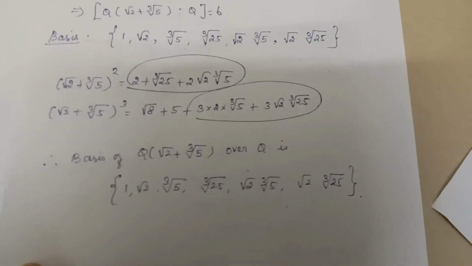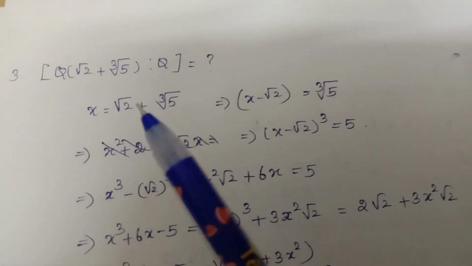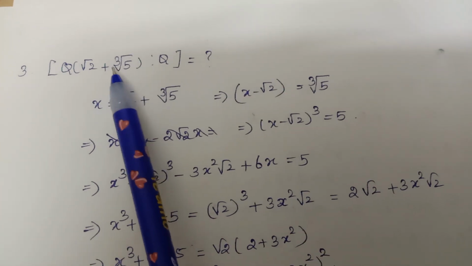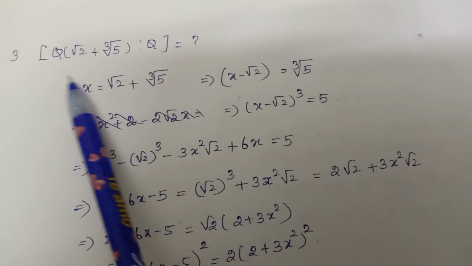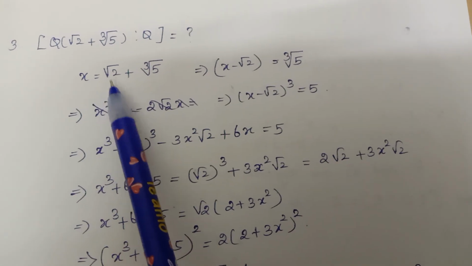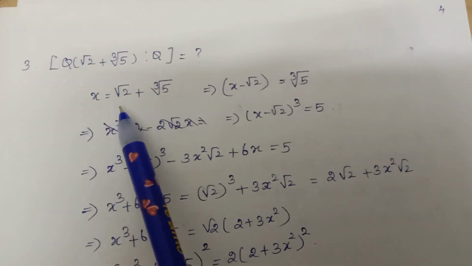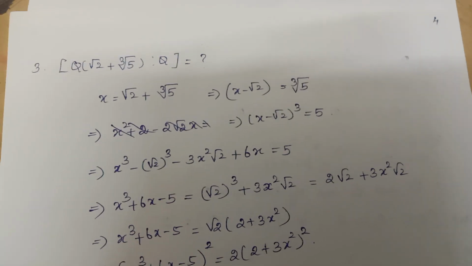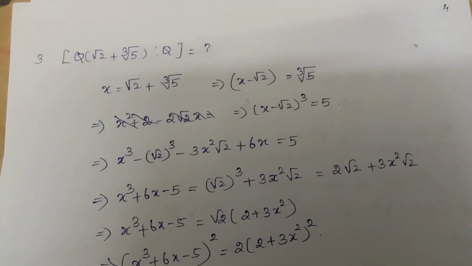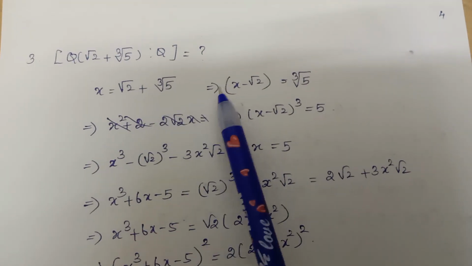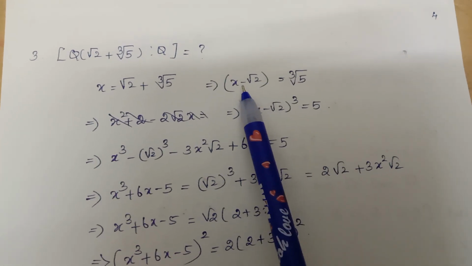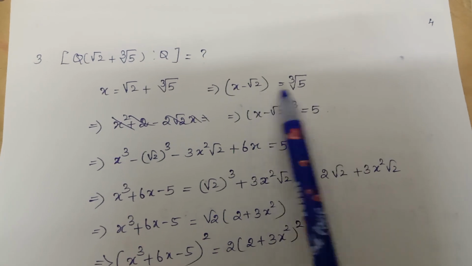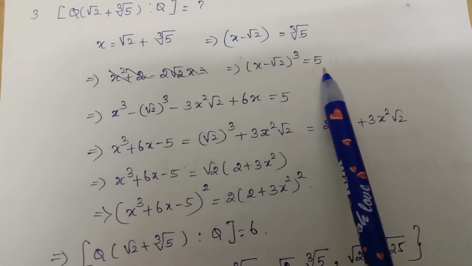Okay, then next one, degree of Q(root 2 plus cubic root of 5) over Q. Again the same thing, you take the element as x, square it or cube it, whatever you do, so that you get a polynomial whose coefficients are purely rational numbers. So first let me rewrite the term, x minus root 2 equal to cubic root of 5. Raise the power to 3 on both sides. So (x minus root 2) the whole cube equal to 5.